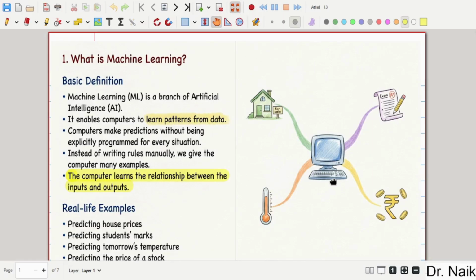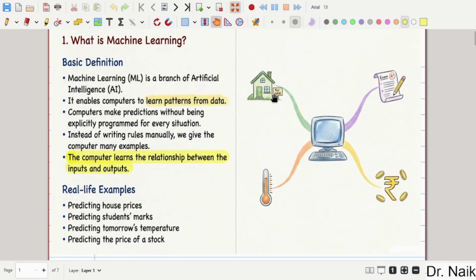Real life examples are computers predicting the price of a house. Computers can predict students' marks, or predict tomorrow's temperature, or predict the price of a stock.